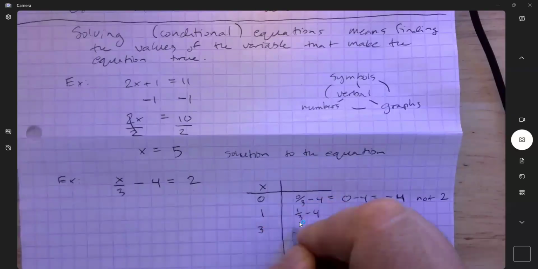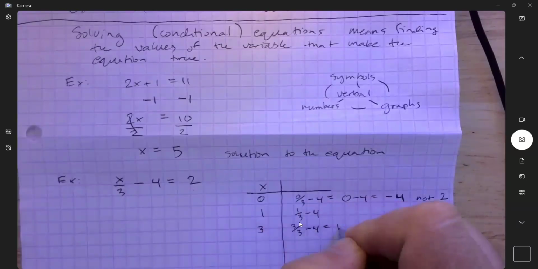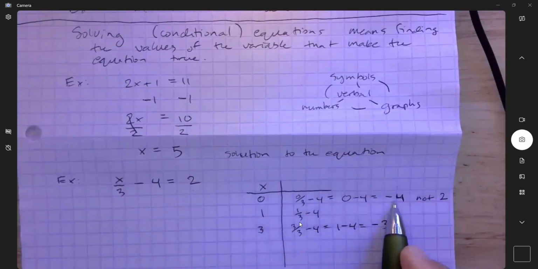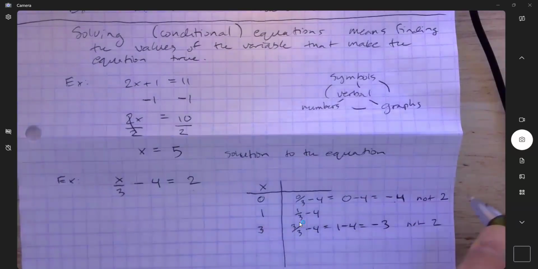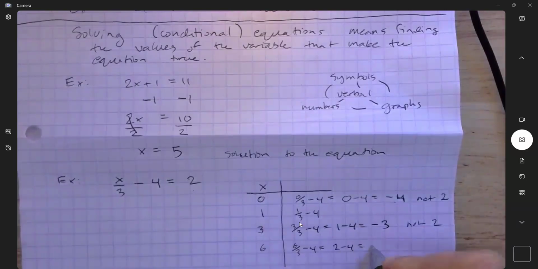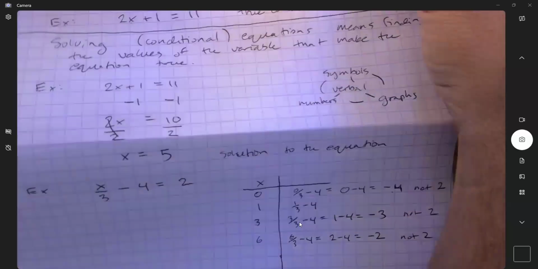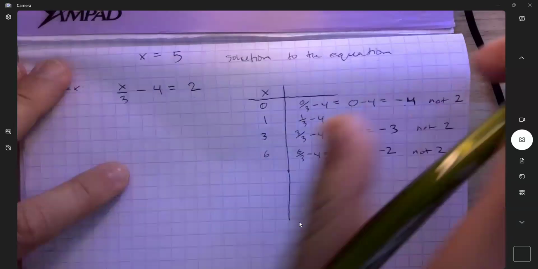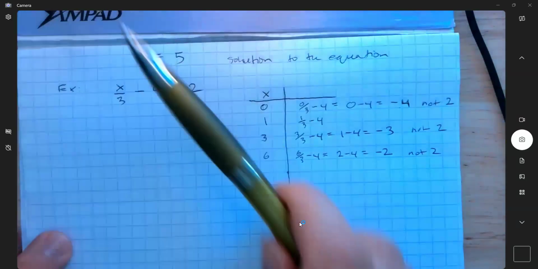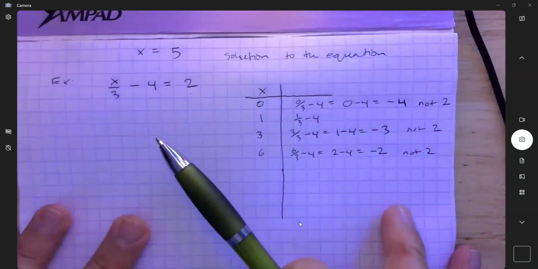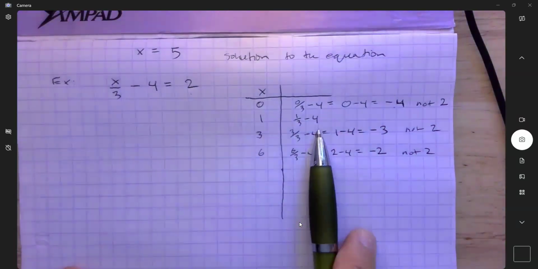So let's try 3. That's 3 divided by 3 minus 4, which is 1 minus 4, which is negative 3. Still not 2, but it's getting closer. So let me try a different multiple of 3. Let me try 6. 6 divided by 3 minus 4, that's 2 minus 4, that's negative 2. No, still not 2. If you're thinking, why would I ever do it this way? I might not do it this way for a relatively simple equation where there's only a little bit of work to do. But there are some complicated equations out there, and sometimes switching it to a numerical representation will help.